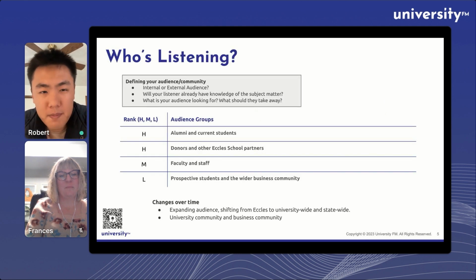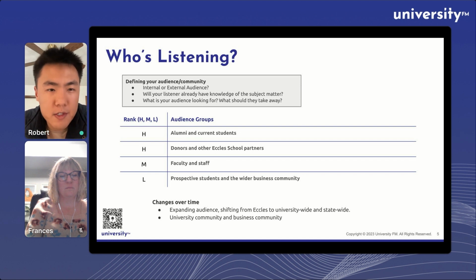All right, so first up, who is listening? Whenever we work on a new podcast, or maybe it's an existing show that wants to do a little revamp or just improve, this is the first step: just having clarity on who is listening. On the slide, at the very top, you have a few broad questions to help define the audience. Then in this chart is an exercise where we define different audience groups, and after defining those audience groups, ranking them from high, medium to low.